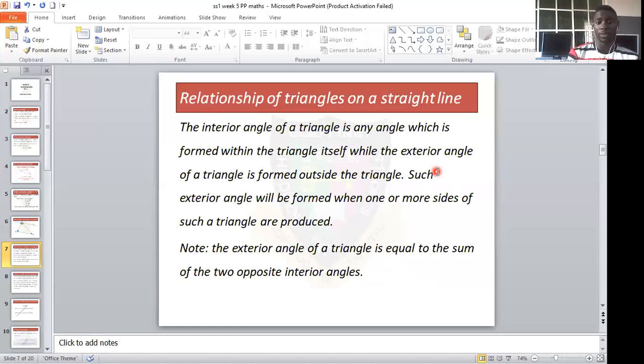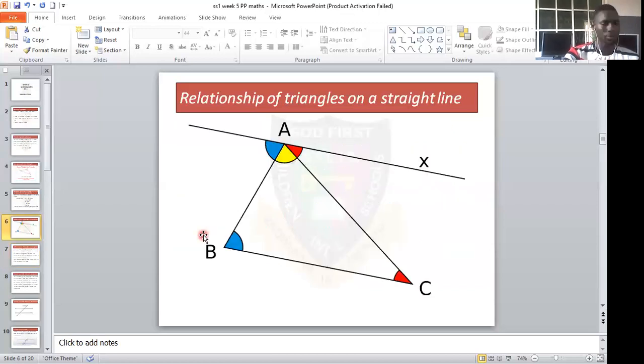Note, the exterior angle of a triangle is equal to the sum of two opposite interior angles. The exterior angle of a triangle is equal to the sum of two opposite interior angles. For example, look at this angle here. Let's say this is 60 and this is 40. Obviously, you know that this angle here is 60 plus 40 minus 180, which will give you 80. Sum of angles in a triangle.